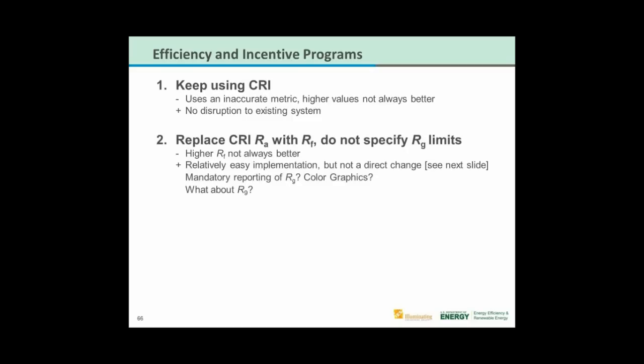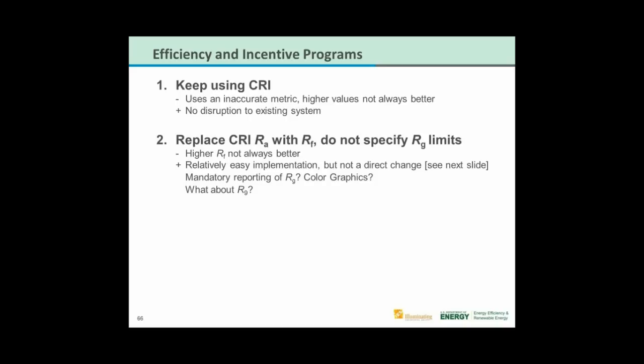Option 2, replace CRI with RF only without specifying limits for RG. This has the limitation of still only specifying fidelity, although at least it's a more accurate measure of fidelity. It's relatively easy to implement, but what happens with RG? In a sense, this could be a positive to start, because we don't really know what the limits for RG should be. And really, RG is a measure of preference.